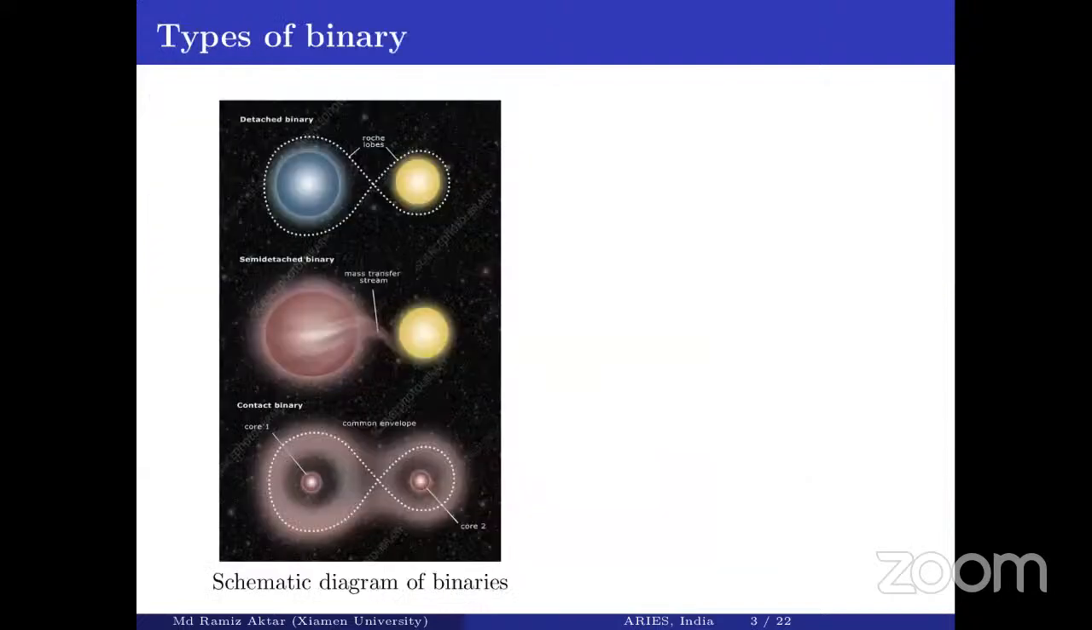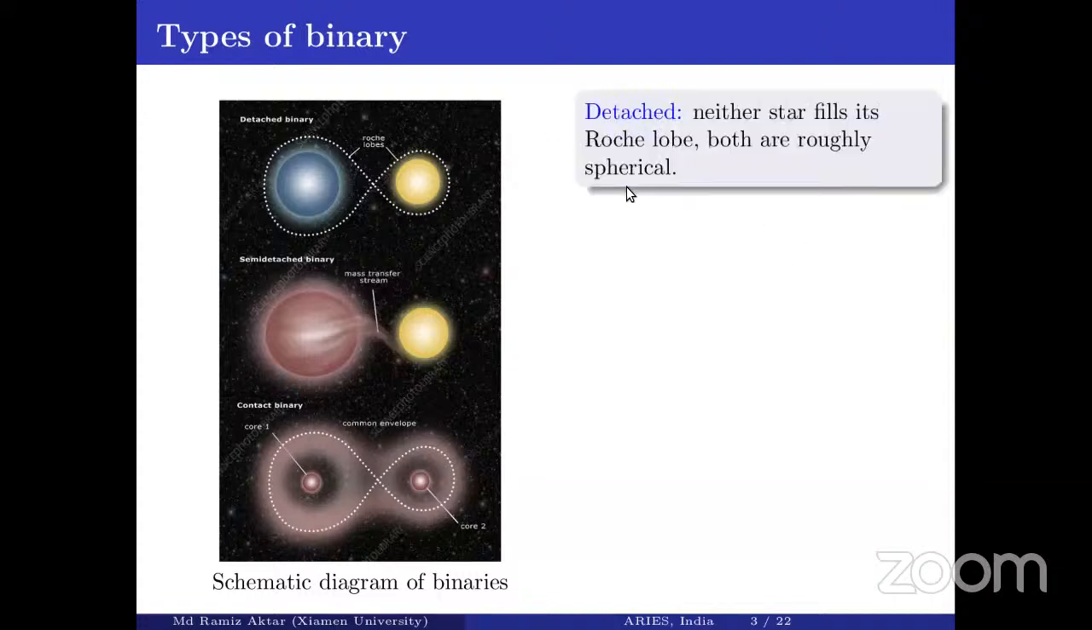We know that in astrophysical systems, most systems are in binary form. This is a schematic diagram of binaries. The first one is the detached binary system, where we can see the two stars completely separated from one another, and neither of these stars fills its Roche lobe. Also, these stars are roughly spherical in shape.